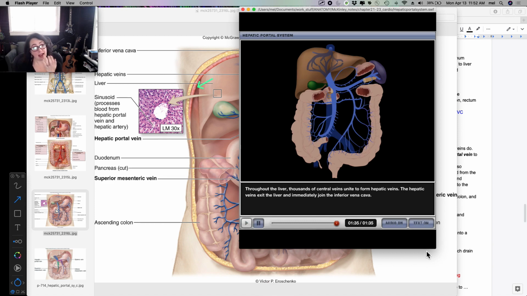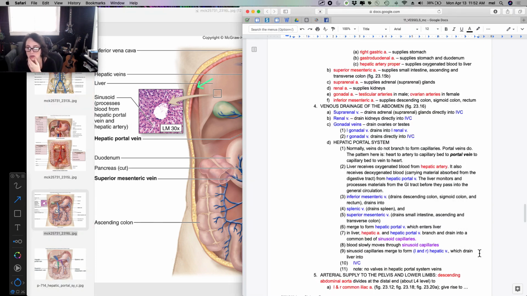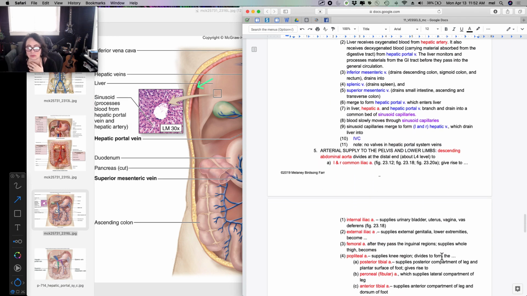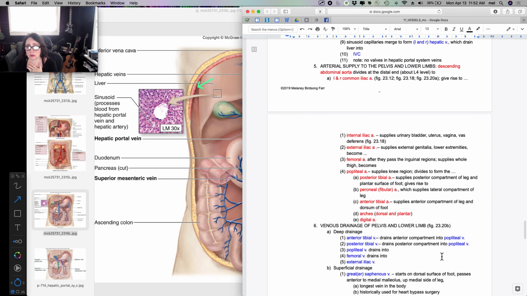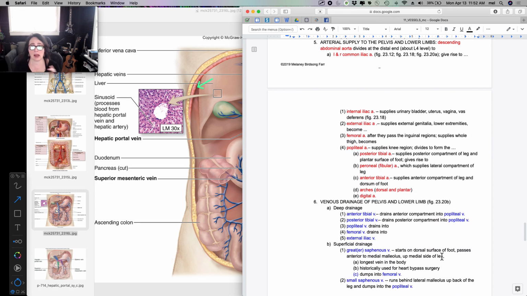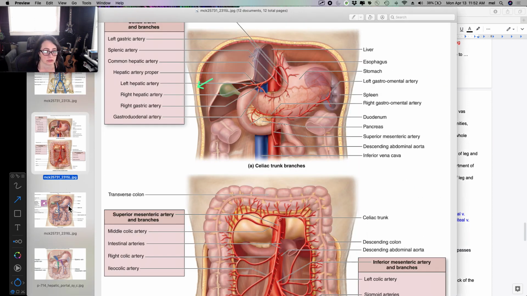Okay, so that went into more detail than just the vessels that we learned, but it's still the same story. So hopefully that makes sense to you guys. Now all we have to do as far as the rest of systemic circulation is just the pelvis and lower limbs, because we have done everything else.